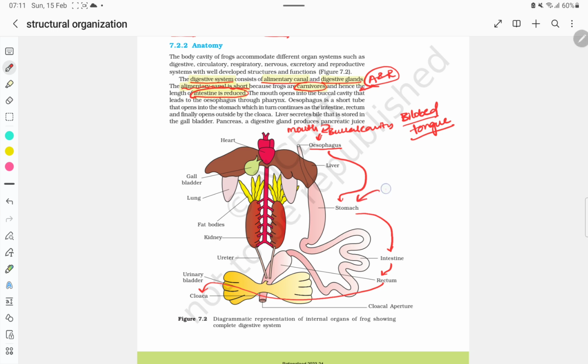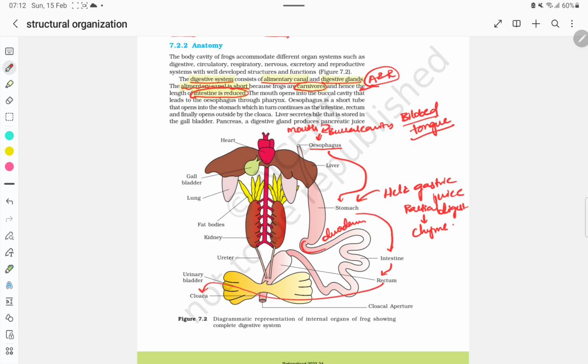In stomach, hydrochloric acid and gastric juice can be secreted. So partial digestion happens in the stomach. Partially digested food is called as chyme. This chyme enters into the intestine, and the first part of intestine over here, it is called as duodenum.